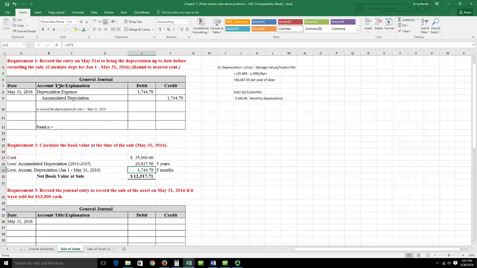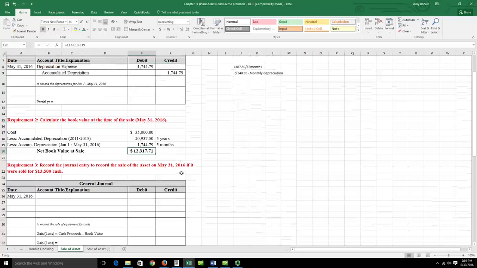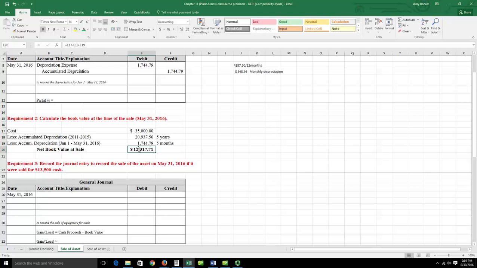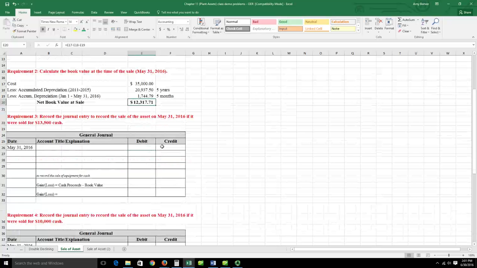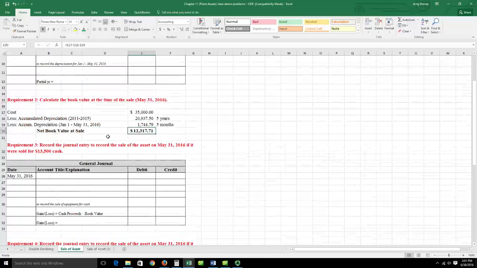And again, you don't have to do this journal entry in MyOpenMath. I'm just showing you for general purposes. And so now to figure out the net book value, you have to take the cost and subtract out all of the depreciation you've taken, the 5 years plus the 5 months, to come up with a net book value of $12,317.71. So this is what MyOpenMath is asking you to record, okay?